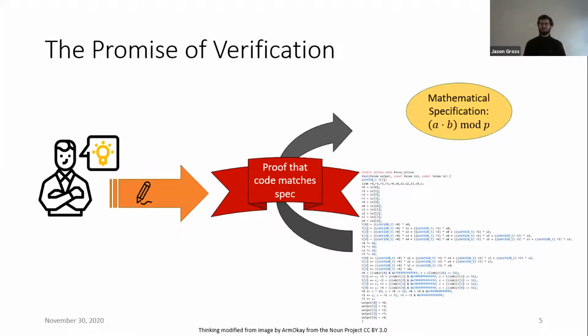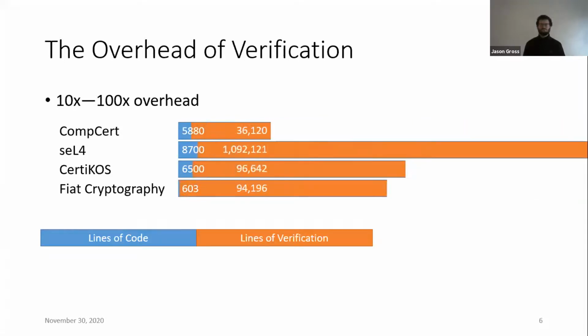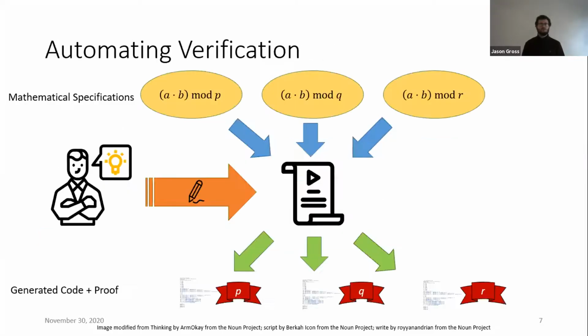Verification can fix this. People, represented by Lightbulb Man over here, can write proofs that the code matches the spec. And these proofs will potentially let us deploy new crypto with confidence by virtually eliminating the possibility of bugs in the code. The problem is that there's a 10x to 100x overhead in the lines of code of verification over the lines of code being verified. Here you can see the numbers for some successful verification projects. And what this overhead means is that when you want to verify a modest program, you need to put in an enormous amount of effort for the verification. Automating verification can fix this problem.